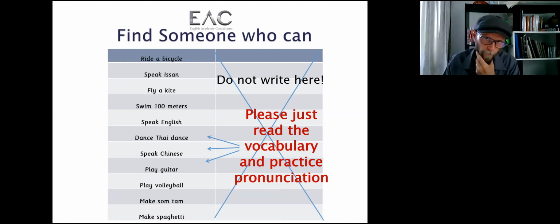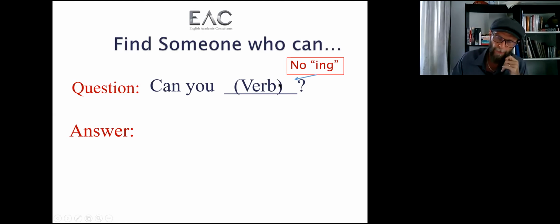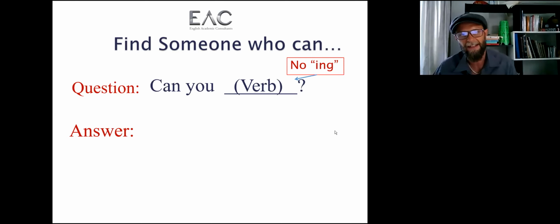Moving on. The grammar. This is called find someone who can, not someone who cannot. So the first thing we need to look at is the question, can you with a verb? Now, the reason I've got no ing there is where I live, a lot of people have incorrect English, and they'll say things like, can you speaking, can you swimming, can you walking, and they add the ing on by accident. That's from incorrect teaching, but that's fine.